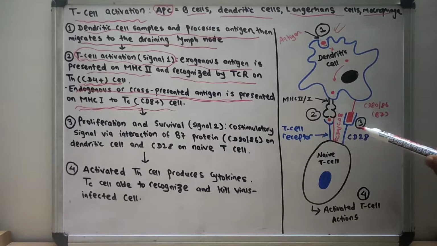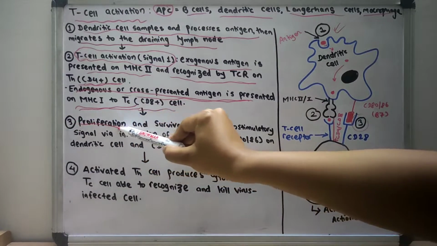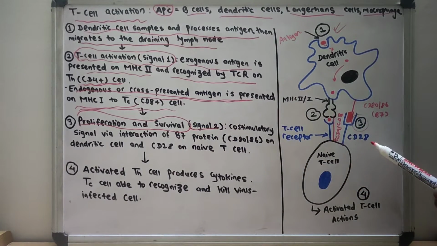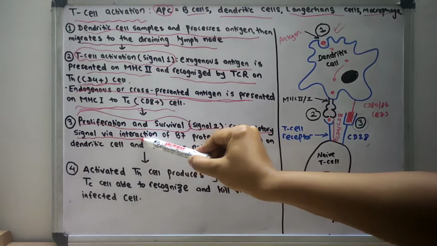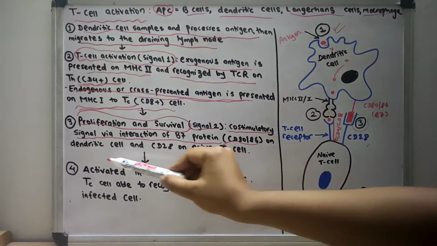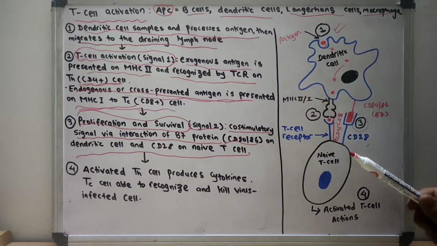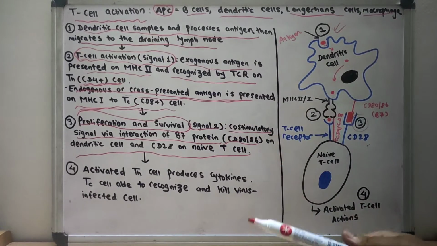Now let us go to the third step. In the third step, there is proliferation and survival. It is signal number 2. There is a co-stimulatory signal via the interaction of the B7 protein, that is CD80/86 on the dendritic cell, and CD28 on the naive T cell. So there will be proliferation and survival, which is known as signal 2.